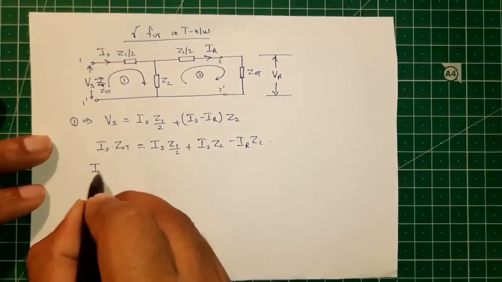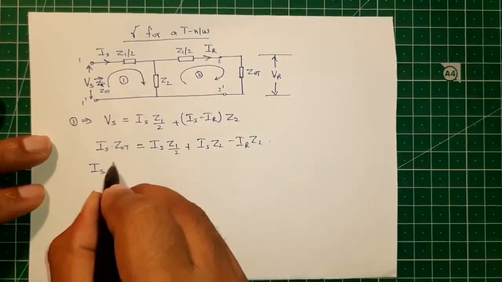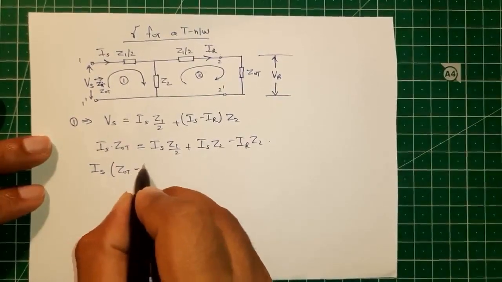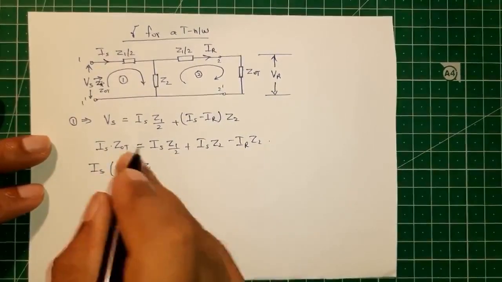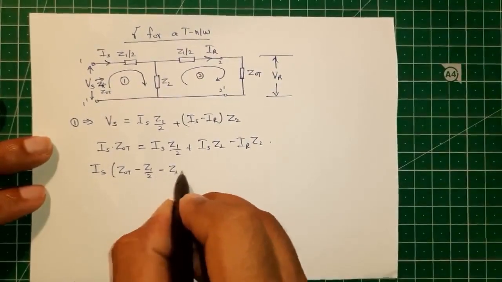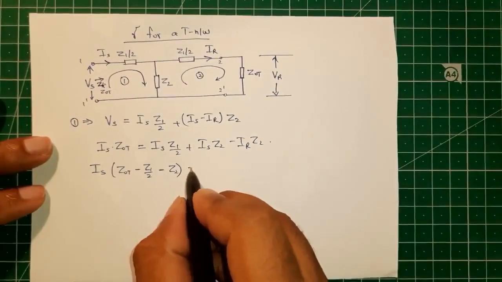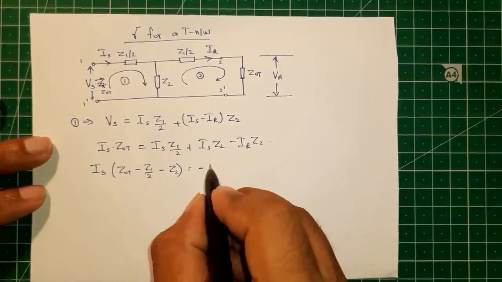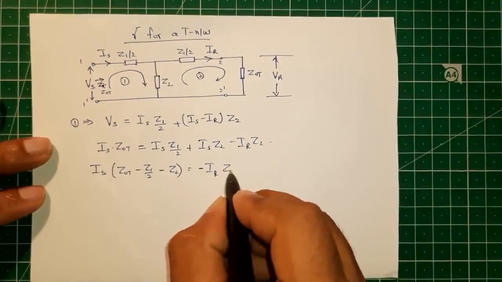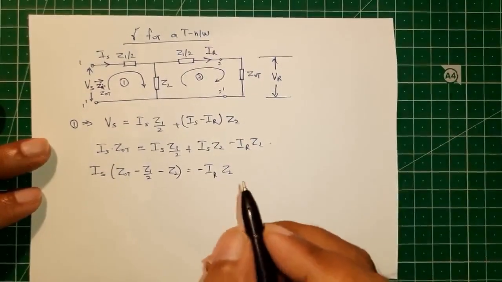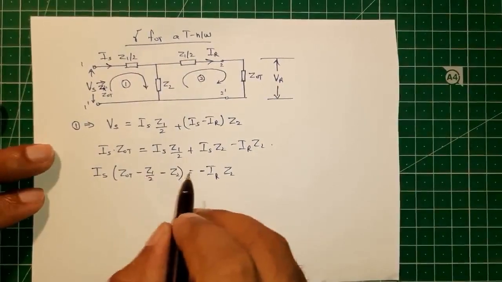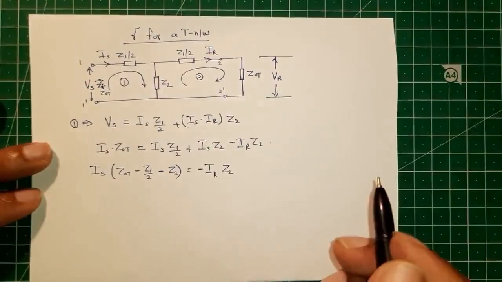Now we collect the terms. Is into Z naught T minus Z1 by 2, by bringing this to the left hand side, minus Z2, is equal to minus IR Z2. Now why do we write this? What is our aim? Our aim is to find gamma.